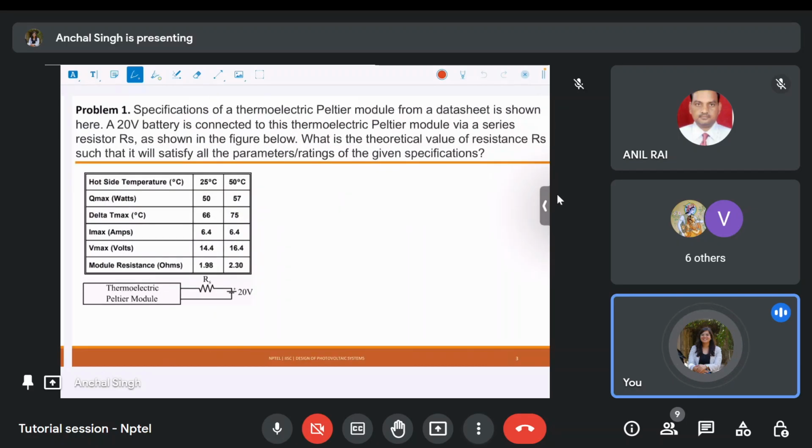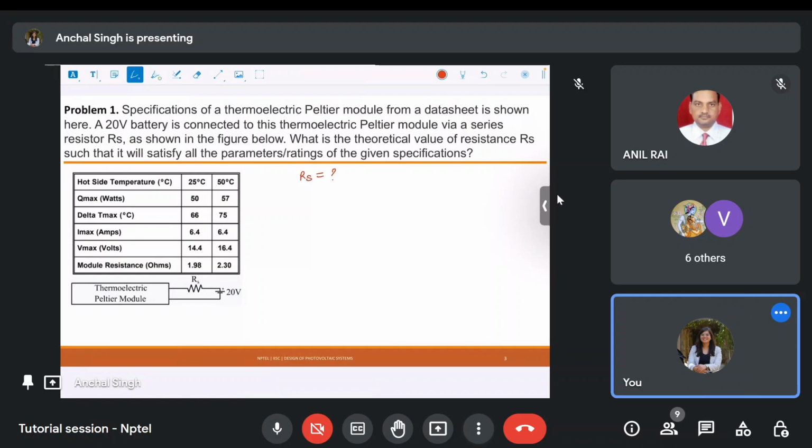So this was assignment number 9. It was a pretty simple and straightforward assignment. So if you look at problem number 1, specifications of a thermoelectric Peltier module from a datasheet is shown here. A 20-volt battery is connected to the thermoelectric Peltier module via a series resistance Rs as shown in the figure below. What is the theoretical value of the resistance Rs such that it will satisfy all the parameters or ratings for the given specifications?